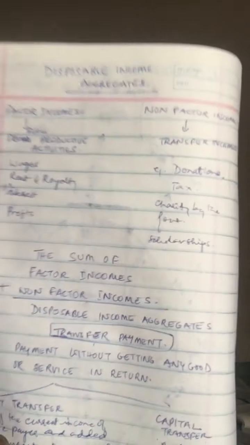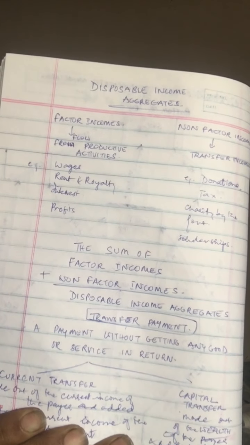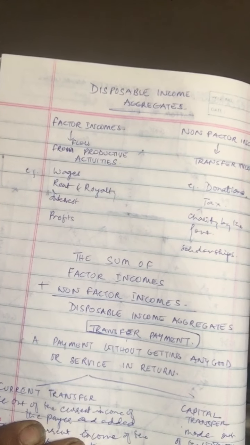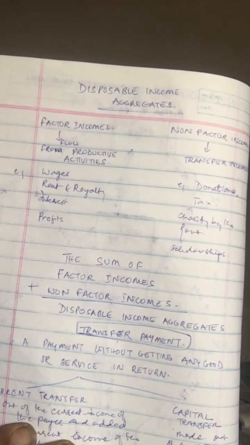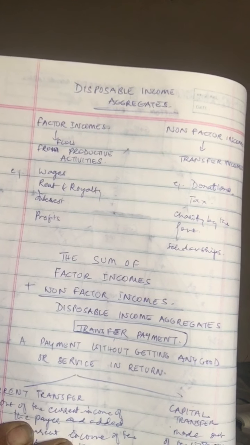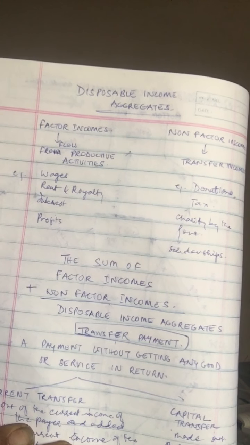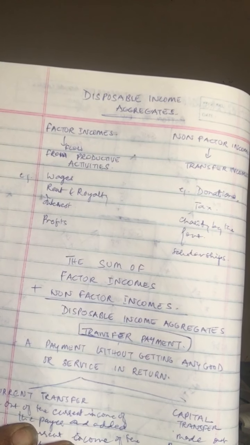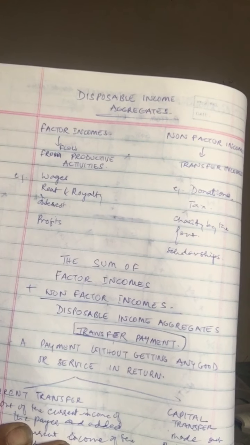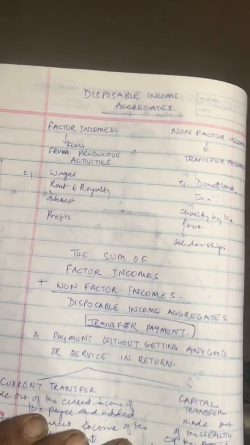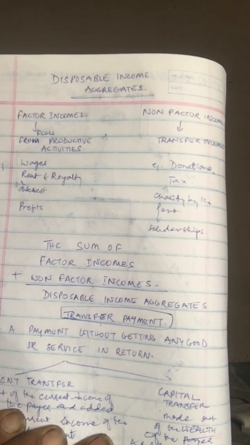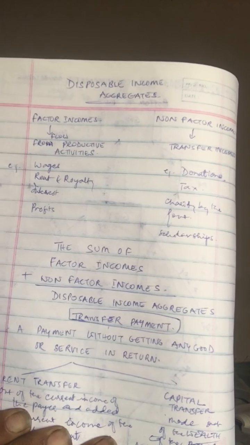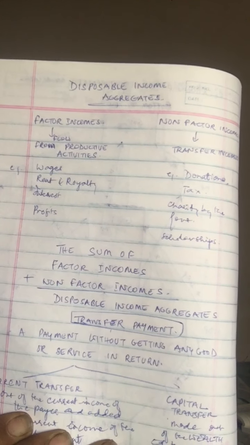So I want you to just go through this. Look at this. While you look at it, I'm just going to explain that of course we know that national income is a measure of factor incomes accruing to the residents of a country, and factor incomes flow from production activity. But we know there are certain incomes which do not flow from production activity, such as donations, charities, taxes. And these are known as non-factor incomes. Now, the sum of factor incomes and non-factor income is called disposable income.